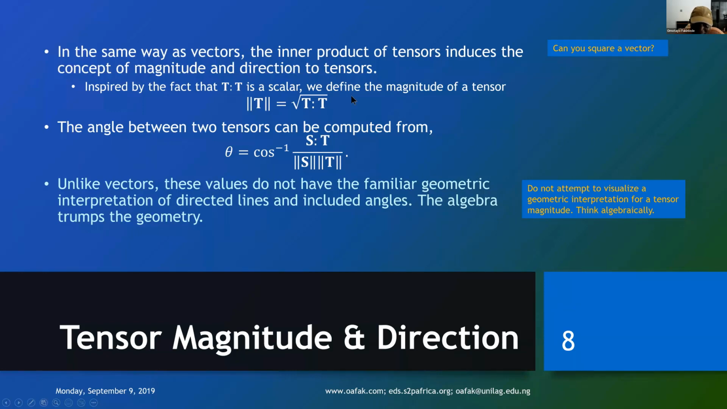I want to make a statement now, and I want you to tell me whether the statement is correct or wrong. This T double dot T is the composition of T with itself, right or wrong? Just say right or wrong. T double dot T is the composition of T with itself, correct or wrong?